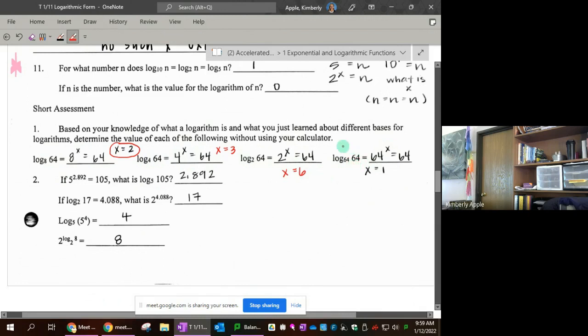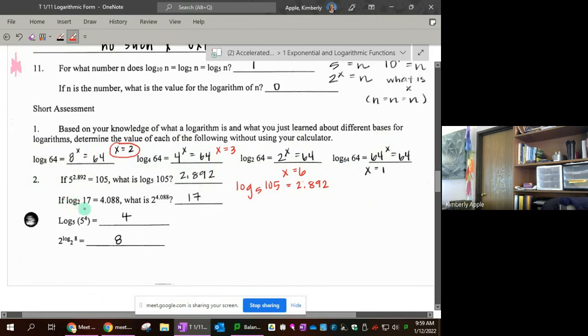Okay. This is a throwback to those half sheets. So if 5 to this power is 105, rewriting that into logarithmic form, I'll have log base 5 of 105 is equal to the exponent. And so that's my answer. Okay. It's just moving back and forth between the formats.